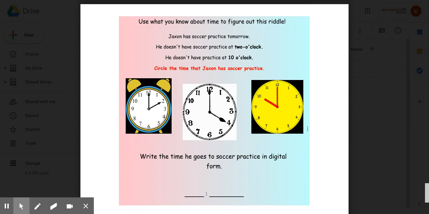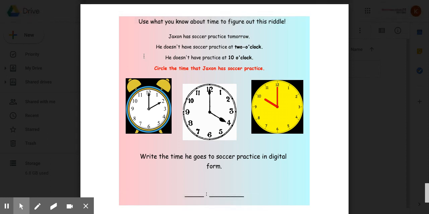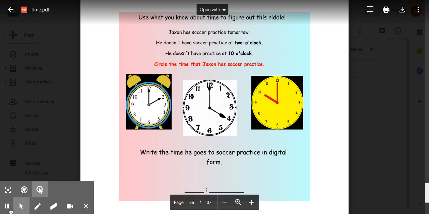All right, let's do this one together. I'm going to read it to you, and then I want you to pause the video and figure out what time each clock shows. And then we'll solve it together. Jackson has soccer practice tomorrow. He doesn't have soccer practice at 2 o'clock. He doesn't have practice at 10 o'clock. Circle the time that Jackson has soccer practice. So when I say pause, I want you to pause the video and then figure out what time each clock shows. Ready? Pause. All right, let's figure out together what time each clock shows.